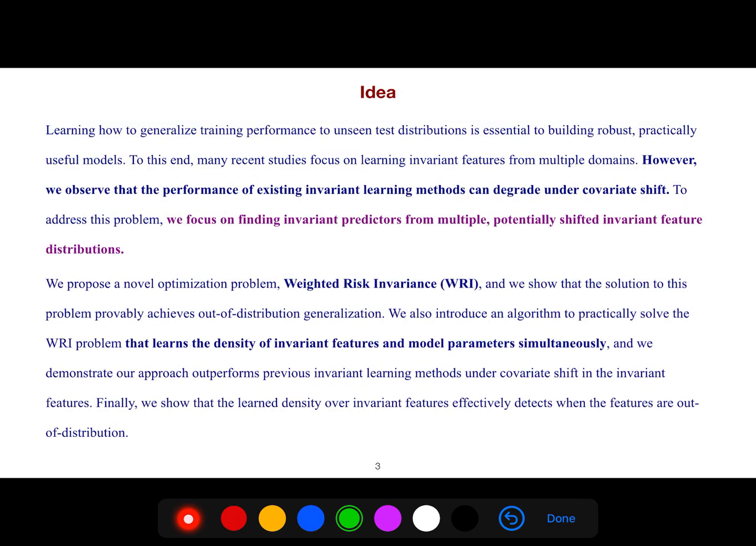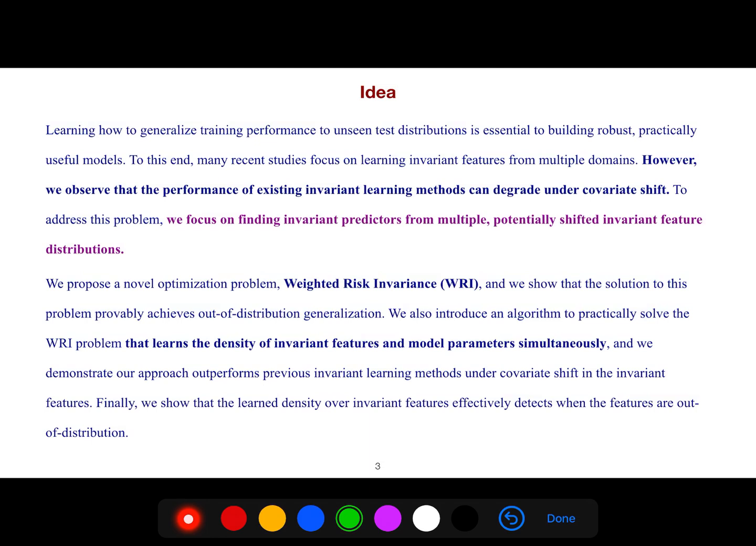Learning how to generalize training performance to unseen test distributions is essential to building robust, practically useful models. To this end, many recent studies focus on learning invariant features from multiple domains. However, we observed that the performance of existing invariant learning methods can degrade under the covariate shift. To address this problem, we focus on finding invariant predictors from multiple potentially shifted invariant feature distributions.